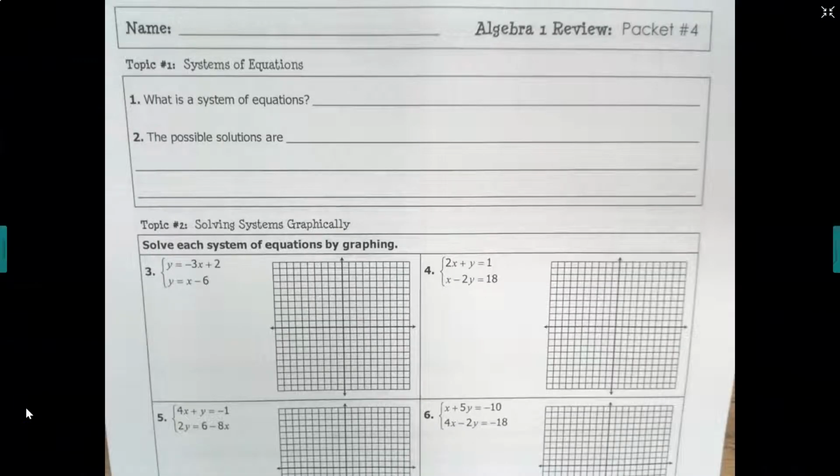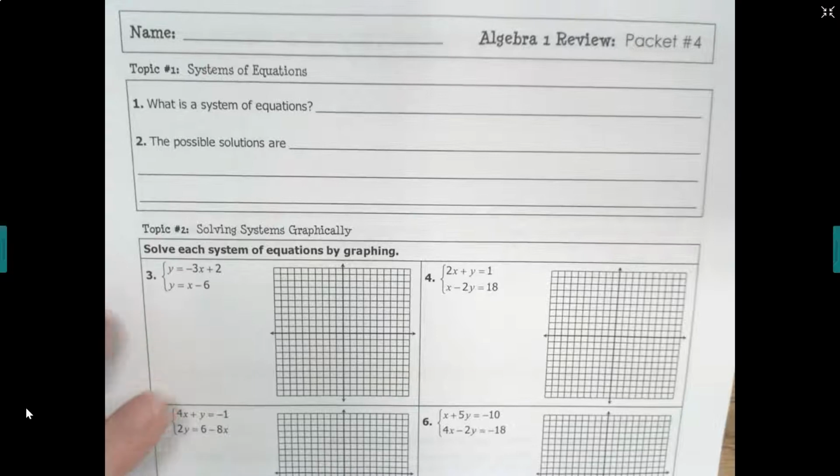This review video for systems of equations. Today we're going to review how to solve systems of equations 3 different ways: by graphing, algebraically, and through elimination, and applications using elimination.